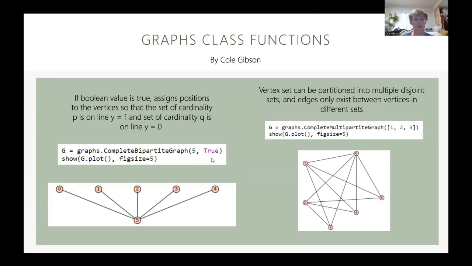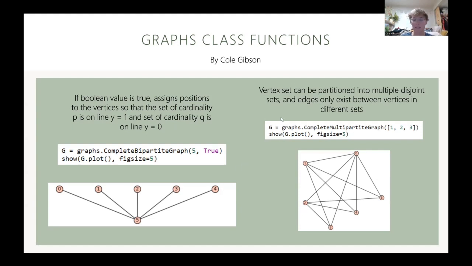For example, if we were going to create a complete bipartite graph, in addition to the number of vertices, this function also takes a Boolean parameter. If this Boolean parameter is true, the function will assign positions to the vertices so that the set of cardinality P is on line y equals 1, and the set of cardinality Q is on line y equals 0, which makes sense from the graph drawn here.